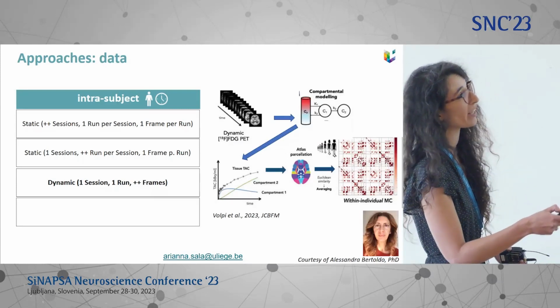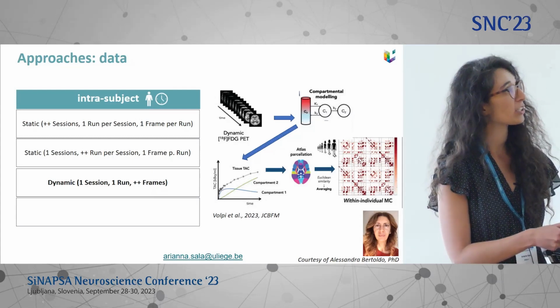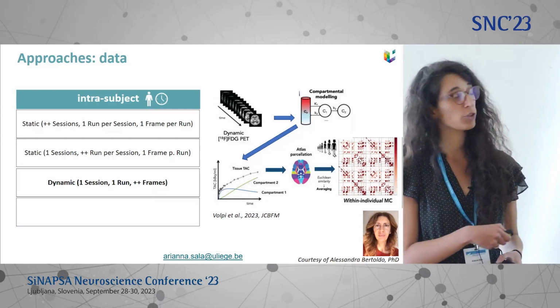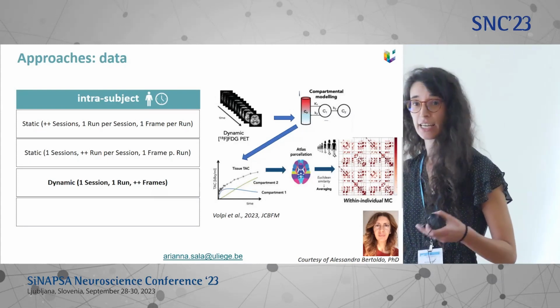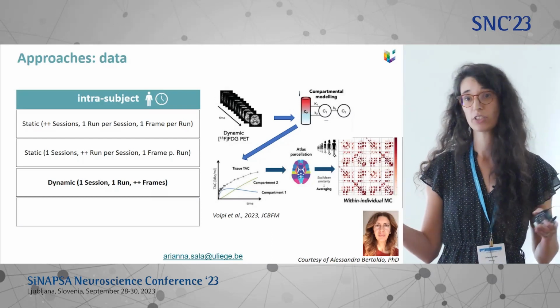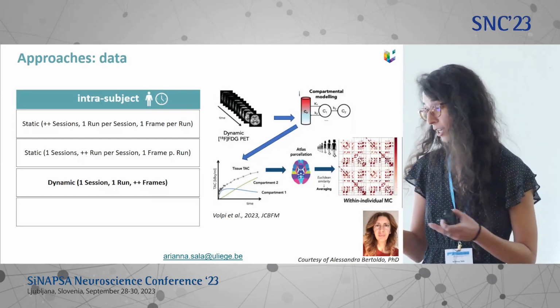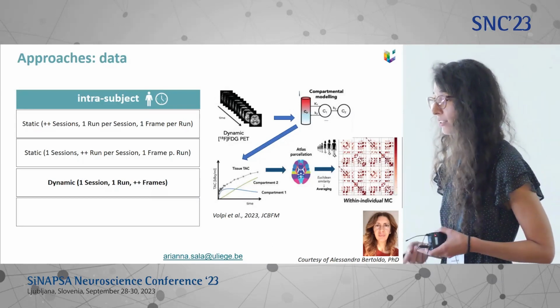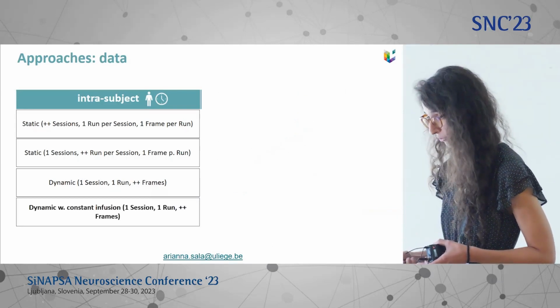So we have multiple images in one subject, and we can apply compartmental modeling to estimate how the tracer behaves in our regions of interest. So we have two time series, so we have multiple frames that constitute the time points in our time series, and we can estimate inter-subject connectivity.